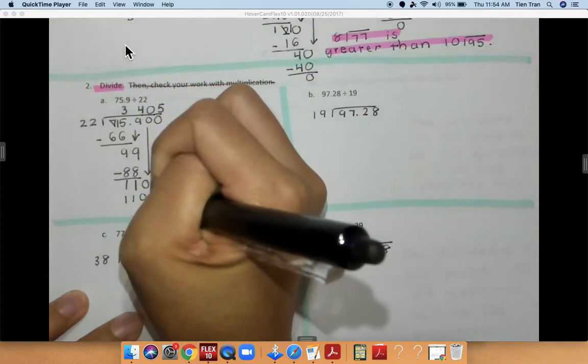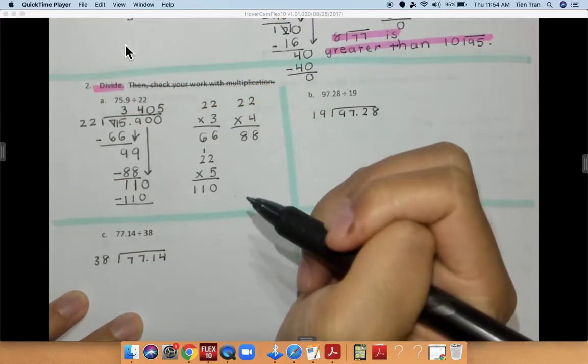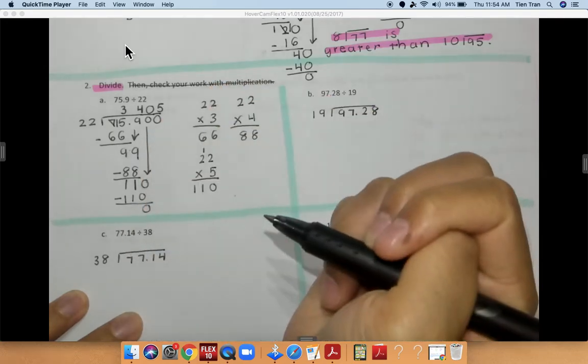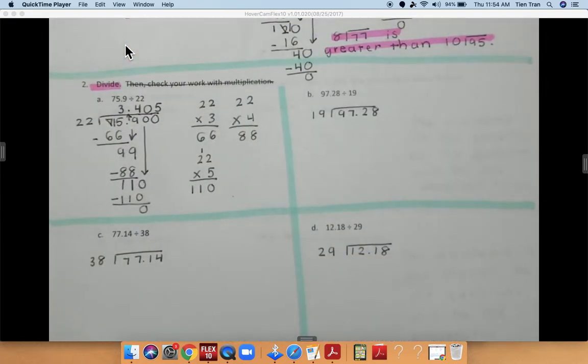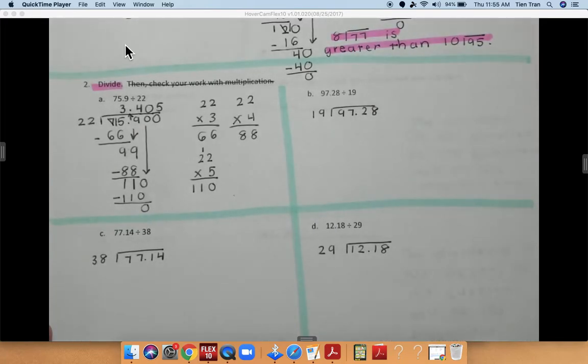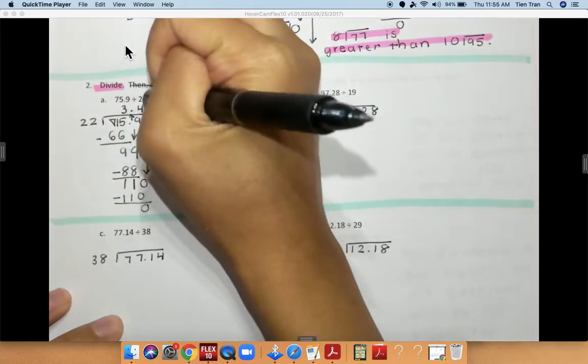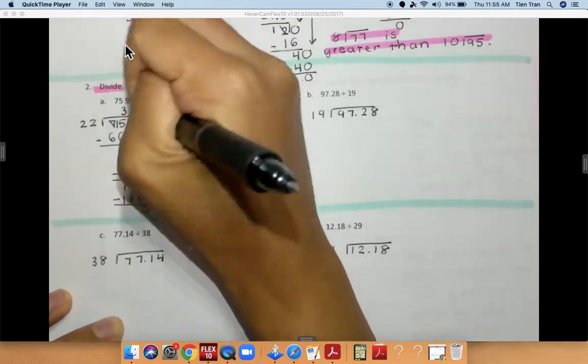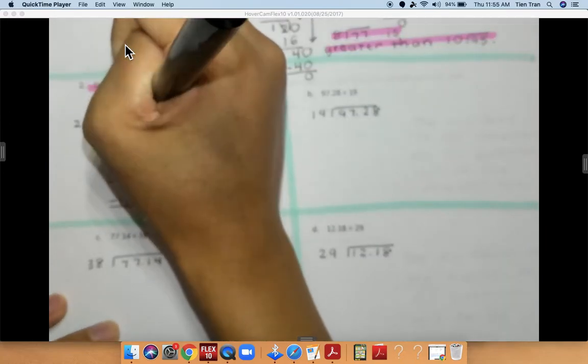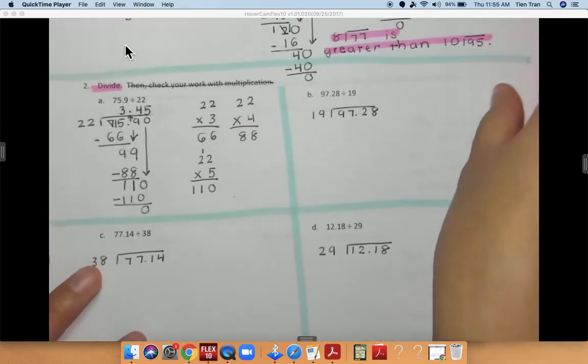So now I am subtracting. 110 minus 110 is equal to 0. So don't forget to bring up your decimal, and your final answer is 3.45. So this one was supposed to be 5 because I didn't bring down that 0. So this is my final answer.